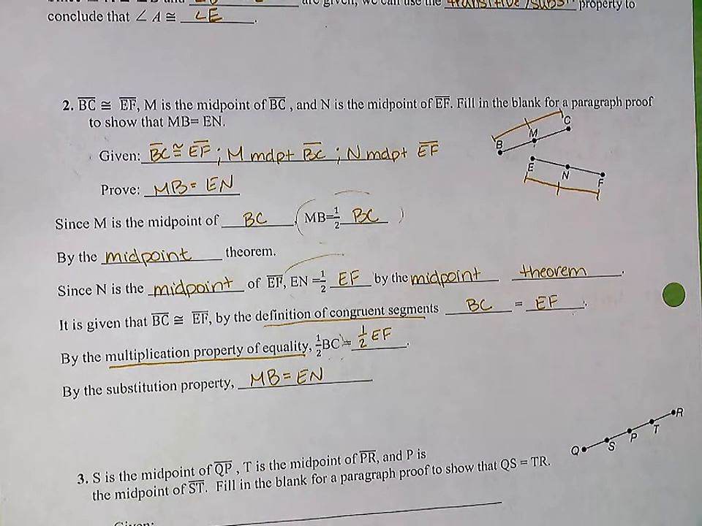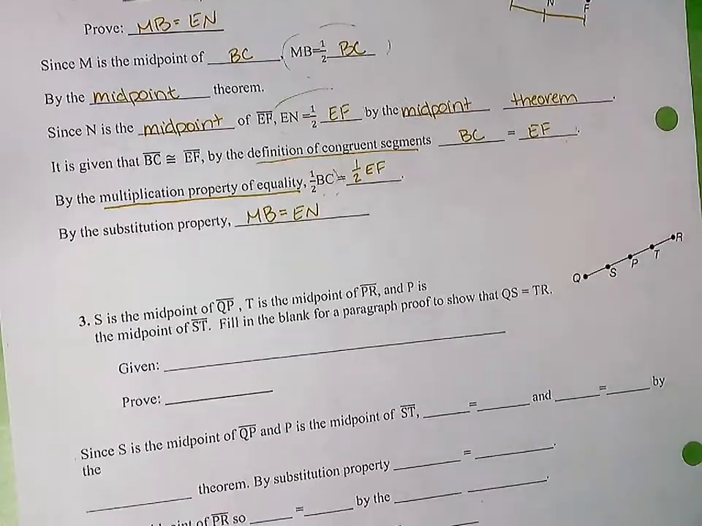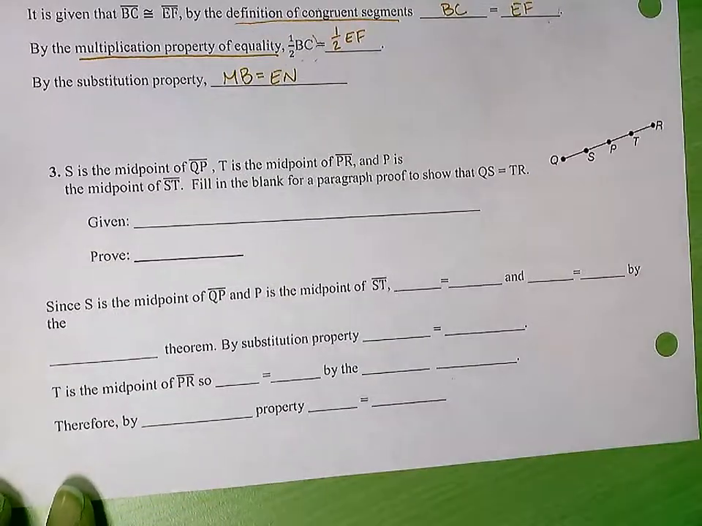Okay, so it's the same process as your 2-column proof. You just write out a sentence and add some filler words instead. Okay, I want you guys to try number 3.